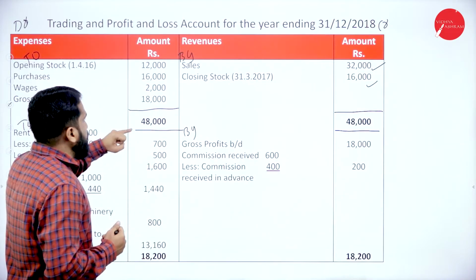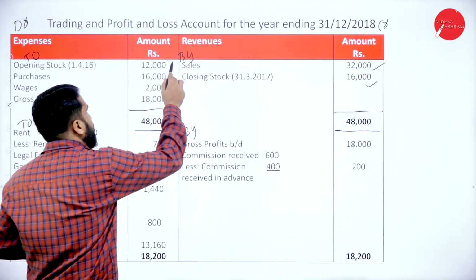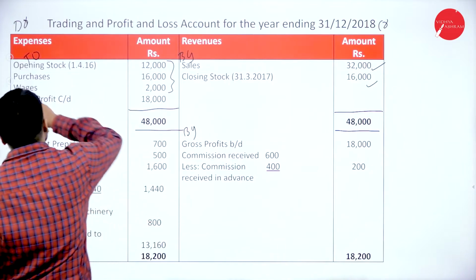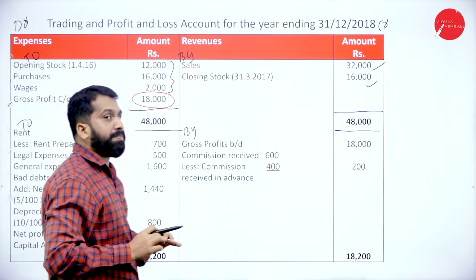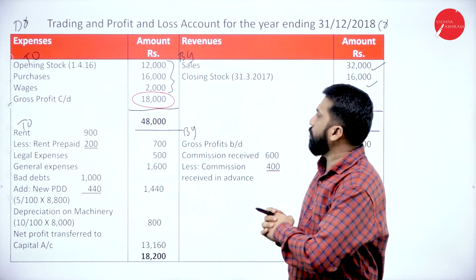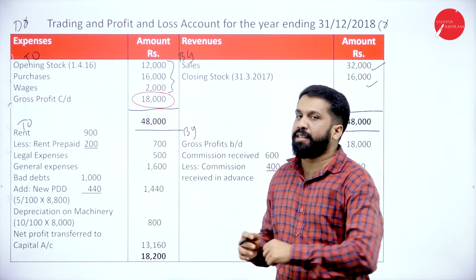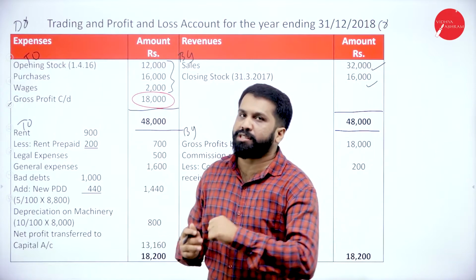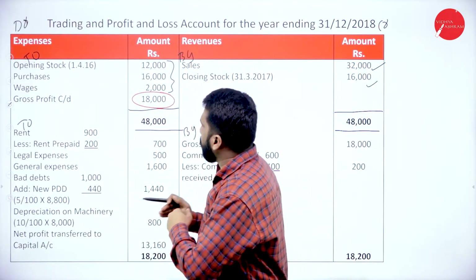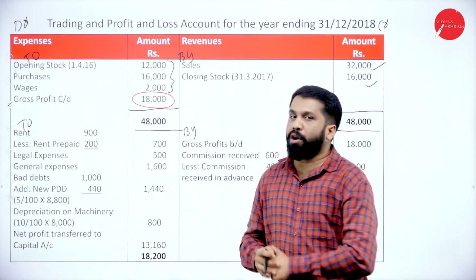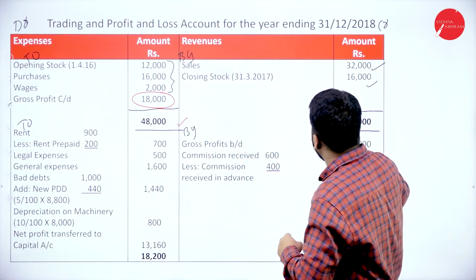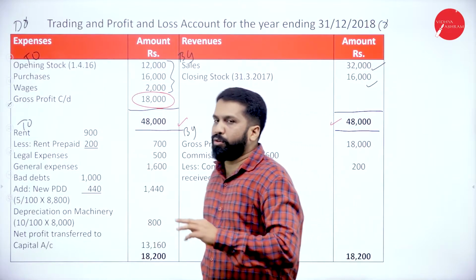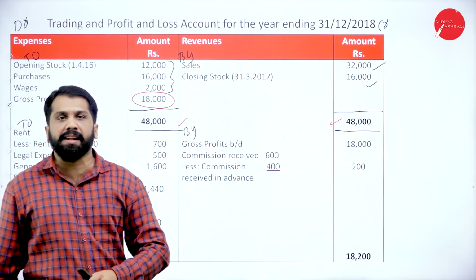Now 48,000 minus these three, you will get 18,000 as your gross profit carry down. Why is it carried down? Because it is your closing gross profit. So gross profit carry down, you got 18,000. What is the total? 48 as well as 48. Hope you understood what is trading account.